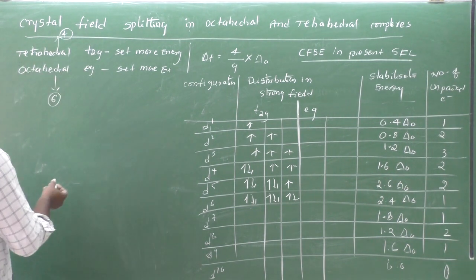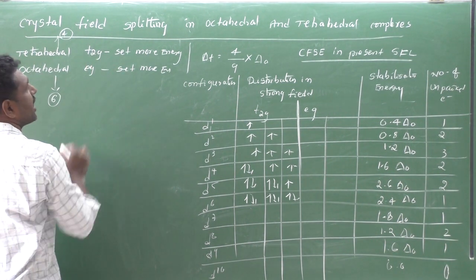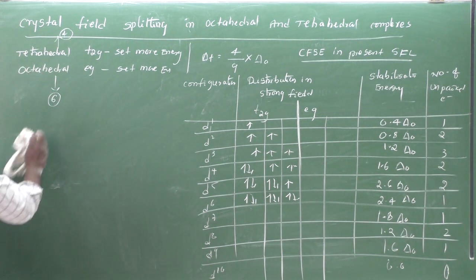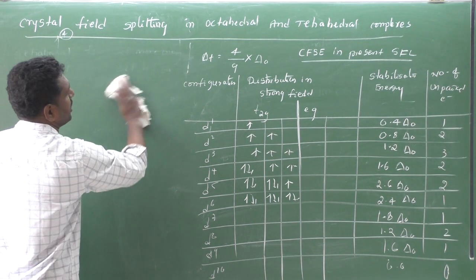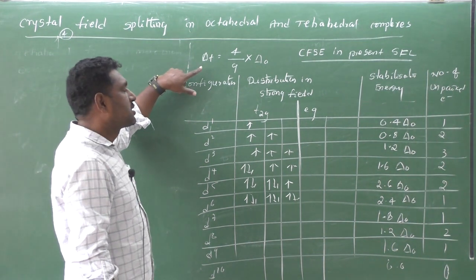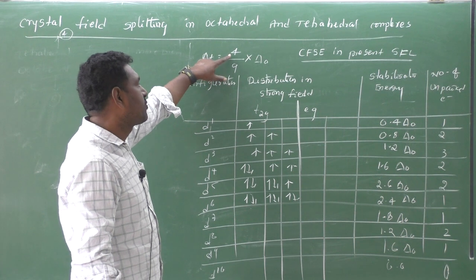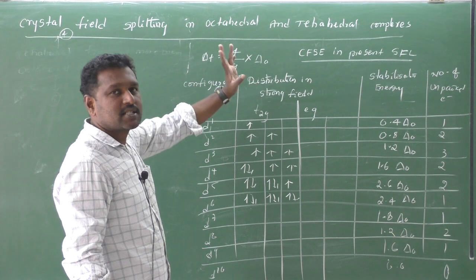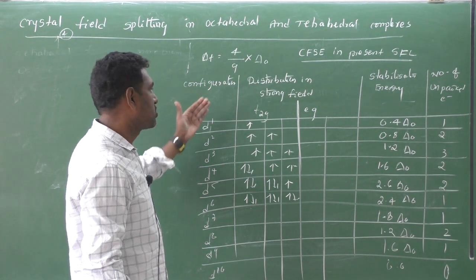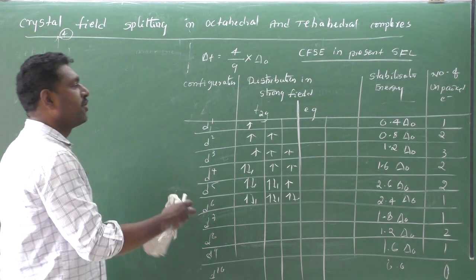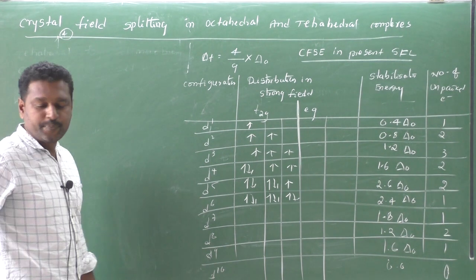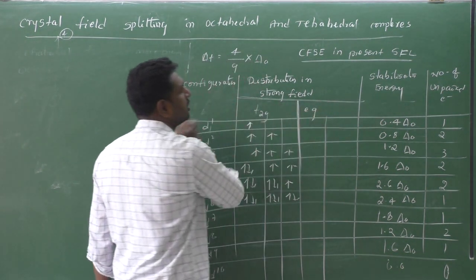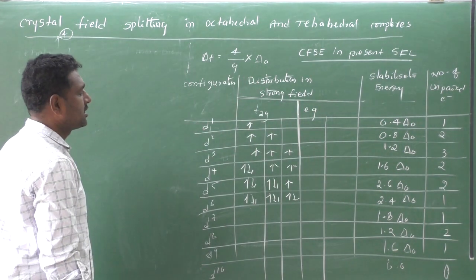But in the case of tetrahedral, the T2g set has more energy. In the case of octahedral, the Eg set has more energy. The stabilization energy is considered as 4/9 Δ0, where Δ0 is the standard stabilization energy. Now we are discussing strong field ligands, where the distribution is like this.